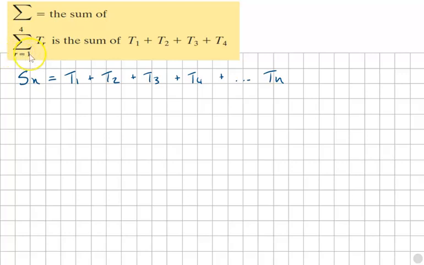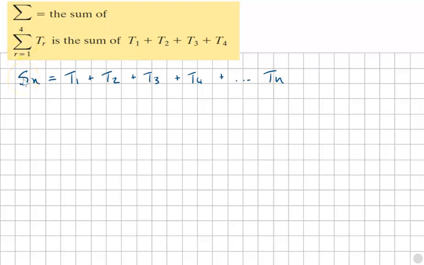We have R is equal to 1 on the bottom and 4 on the top. So what this means is the sum of the first term, so T1, plus the second term, plus the third term, plus the fourth term. So we're going to have a look at some examples where the R can be a different number to 1, and we can get many different numbers on top instead of 4. But this is just to show you what this would look like. So term 1 plus term 2 plus term 3 plus term 4. There's 4 terms added together. That's where the 4 is coming from.